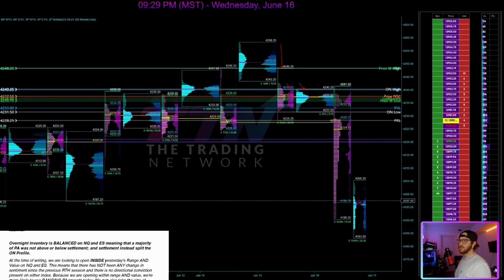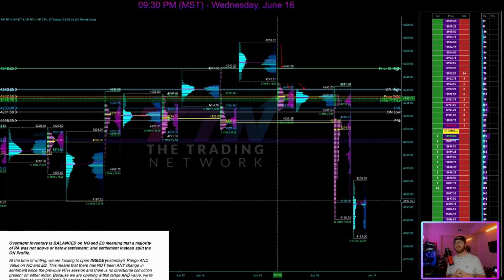So overnight inventory was balanced on NQ and ES, meaning that a majority of price action was not above or below settlement, and settlement instead split the overnight profile, which is exactly what we see here. At the time of writing, we were looking to open inside yesterday's range and value on NQ and ES. This means that there has not been any change in sentiment since the previous regular trading hours session, and that there is no directional conviction present on either index.